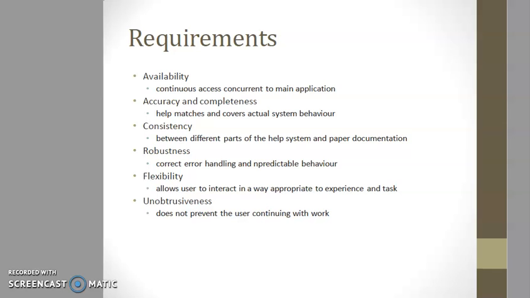At the other end of the spectrum is an adaptive help system that can provide help actively on its own initiative rather than at the request of the user. It is important with these types of system that the suggestion option can be overridden by the user and switched off. So these are all the requirements of user support: availability, accuracy and completeness, consistency, robustness, flexibility and unobtrusiveness.